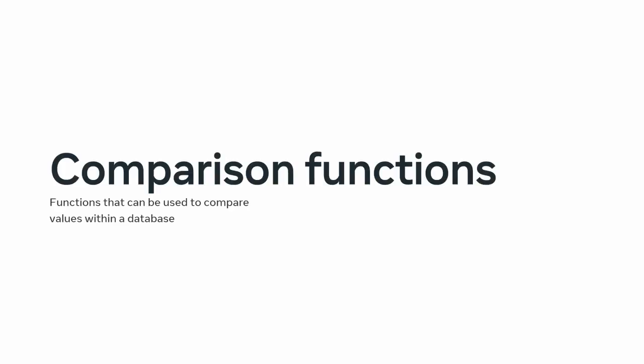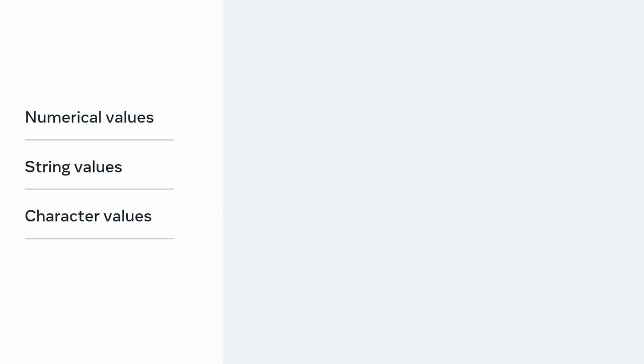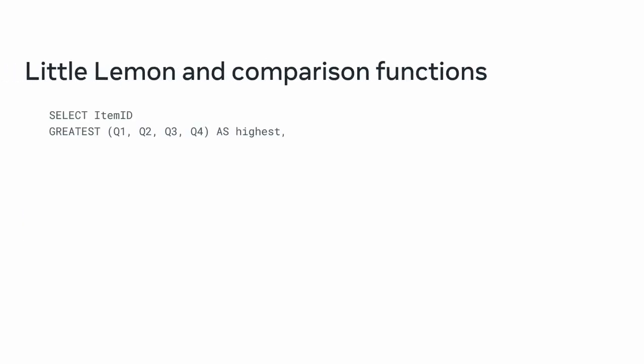Next up is comparison functions. You can use these functions to compare values within a database, and they can be used with many different types of values, like numerical, strings, and characters. Little Lemon make use of comparison functions to identify the best and lowest selling items on their menu by using greatest and least comparison functions on their sales data.